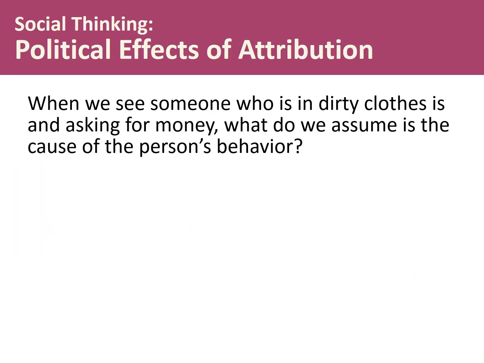There's even political effects on attribution. So when you see someone who's in dirty clothes asking for money, how do we assume why they're there? What kind of assumption do we make? So you see a homeless person, they're asking for money. Some of us give money. Some of us don't give money because you're afraid they're going to spend it on alcohol or drugs. Sometimes you give money in certain situations and not others. You know that there's some people out there that are scamming.